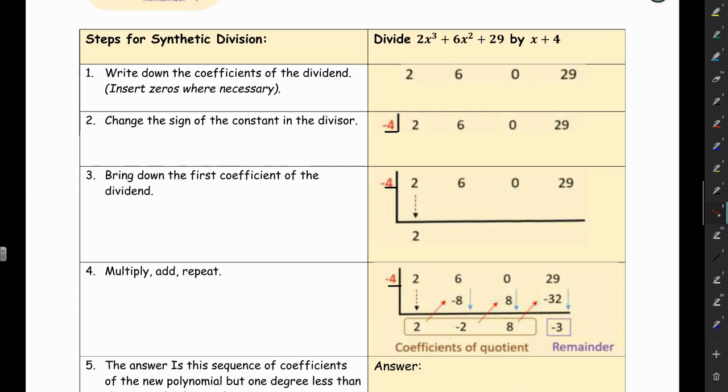You're going to change the sign of the constant in the divisor. So if we have x plus 4, we're going to put minus 4 in the little box in that top left corner. We're going to bring down the first coefficient. We're going to then multiply that coefficient by what's in the box, and then add together. Multiply, put it here, add together, multiply, put it here, add together.